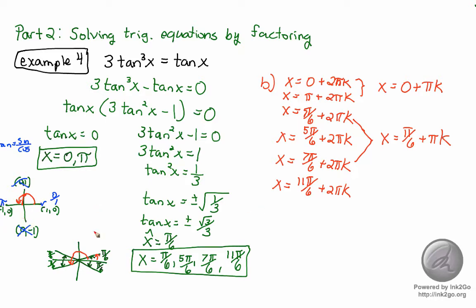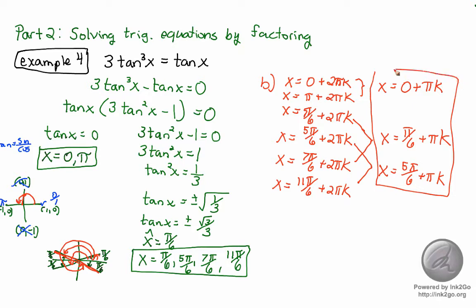Likewise, I notice that 5 pi over 6 and 11 pi over 6 form a straight line. So they differ by pi. So I can put those two together, and I can write all my solutions condensed as three little answers, and it saves me a little bit of time. Either way is correct. It's just that this is considered more formal.